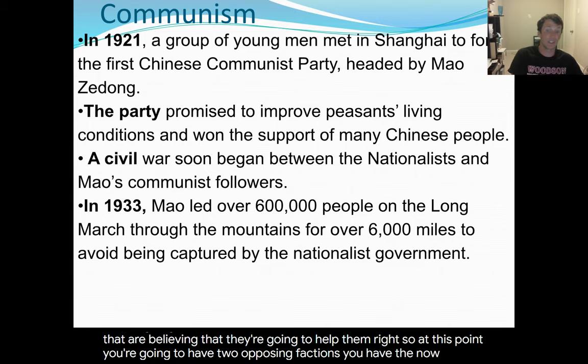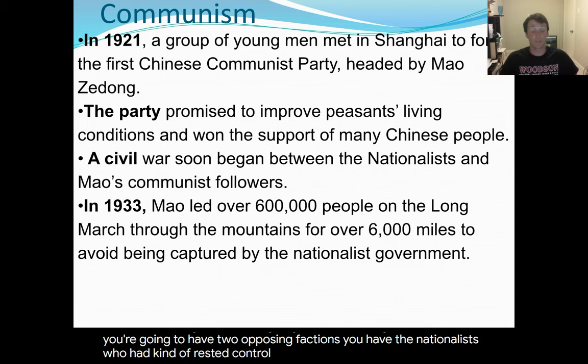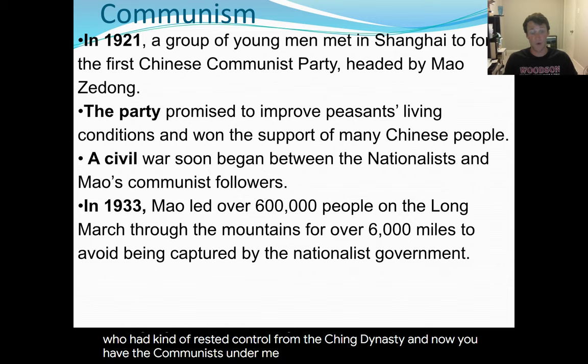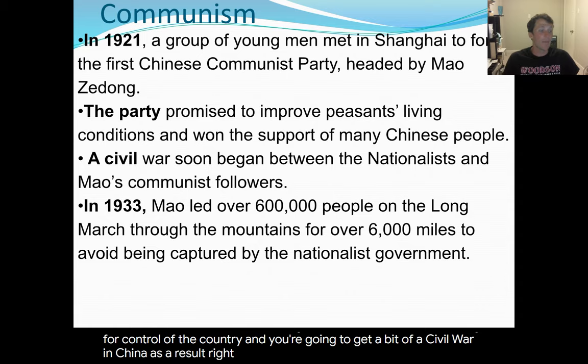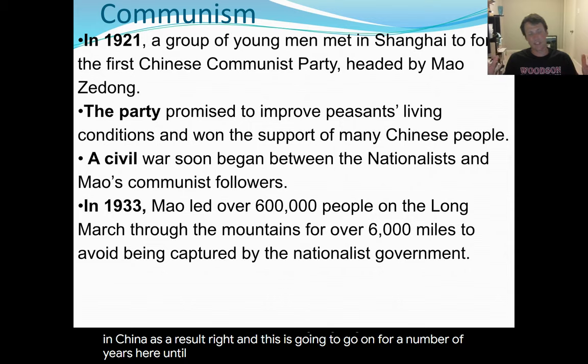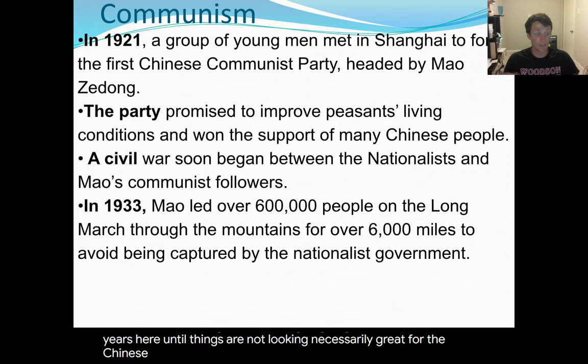So at this point, you're going to now have two opposing factions. You have the nationalists who had kind of wrested control from the Qing dynasty, and now you have the communists under Mao, right? And both are kind of wrestling for control of the country, and you're going to get a bit of a civil war in China as a result, right? And this is going to go on for a number of years here until things are not looking necessarily great for the communists, kind of leading up into World War II.